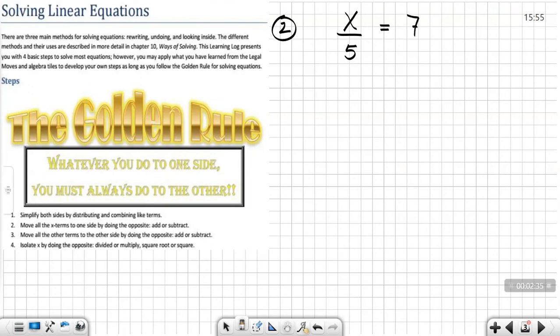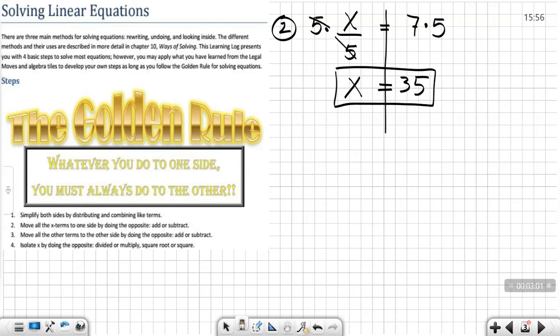What if I get something like this? Now looking at x, it's not alone. I've got divide by 5, and in this case, what's the opposite of dividing by 5? Well, multiplication is the opposite of division, so multiplying by 5 would be the opposite of dividing by 5. Those would cancel each other out because they are opposites. We'll talk more about why in Chapter 5 when we look at the properties. But in this case here, 7 times 5 is 35, and so I find that x is 35.